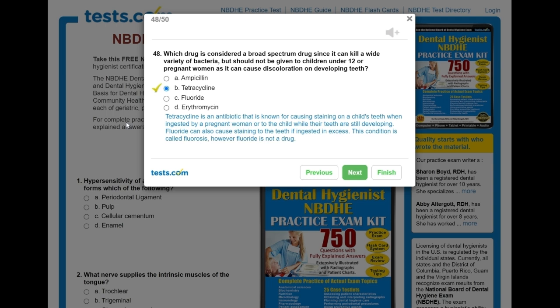B. Tetracycline. Tetracycline is an antibiotic that is known for causing staining on a child's teeth when ingested by a pregnant woman or by the child while their teeth are still developing. Fluoride can also cause staining to the teeth if ingested in excess. This condition is called fluorosis. However, fluoride is not a drug.